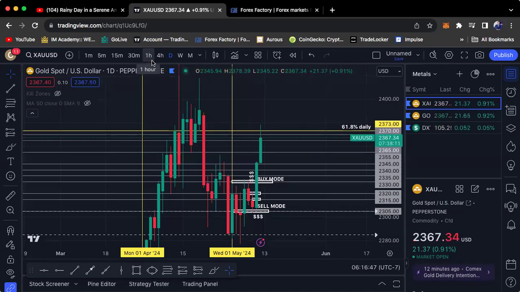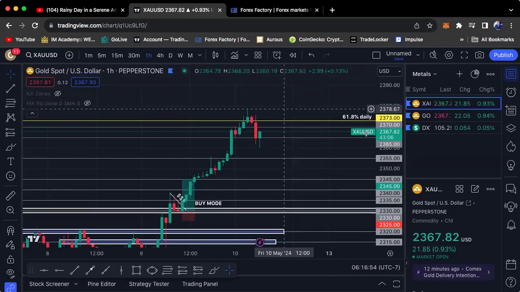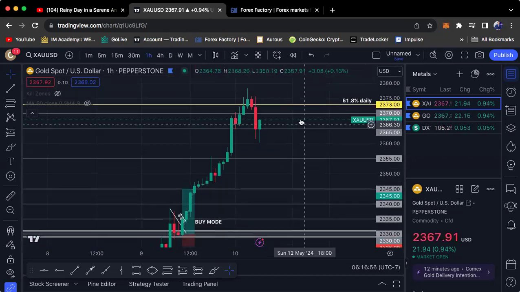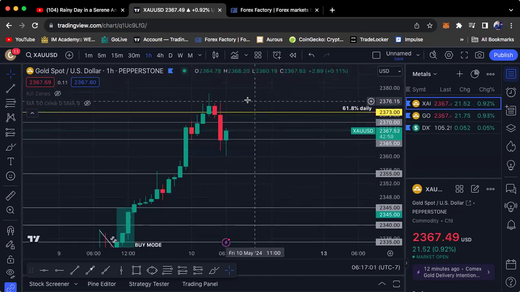What goes up must come down. But look what happened. Look what happened. It touched, and also look at the candle patterns.